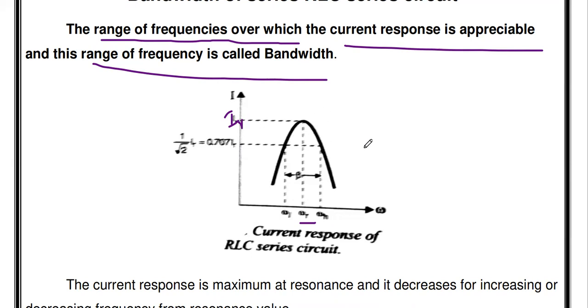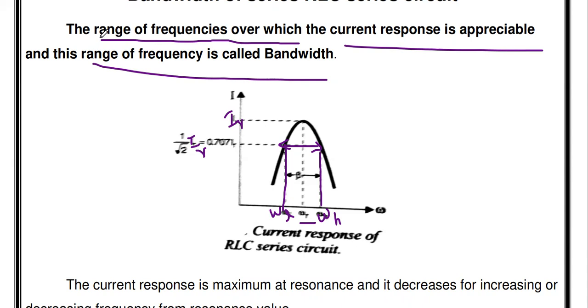In this current graph, take this particular point, which we call omega L, the lower cutoff frequency, and this point, which we take as the higher cutoff frequency omega H. In between these two frequencies, the current reaches 1 by root 2 of the maximum current I_R, that is, 0.707 times the maximum current I_R. During this range of frequency, the current flowing through the series RLC circuit is near its maximum, so this range of frequency is called the bandwidth.